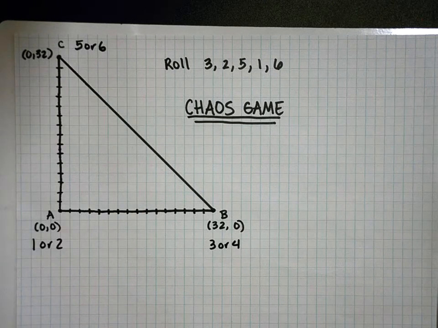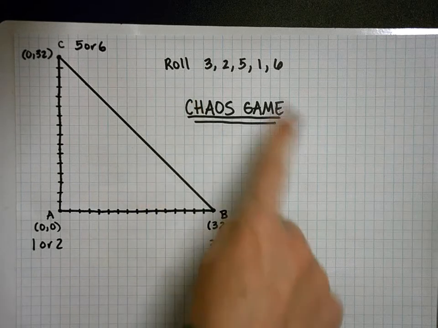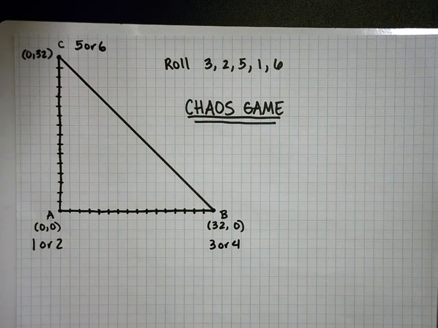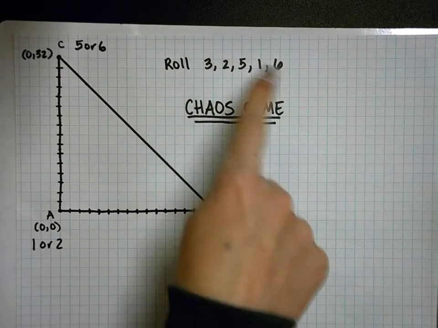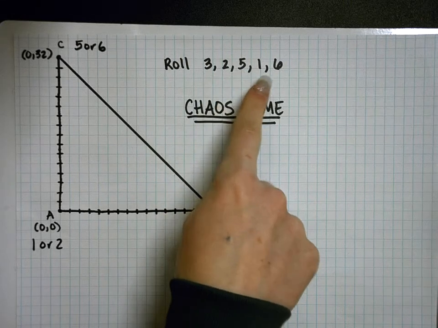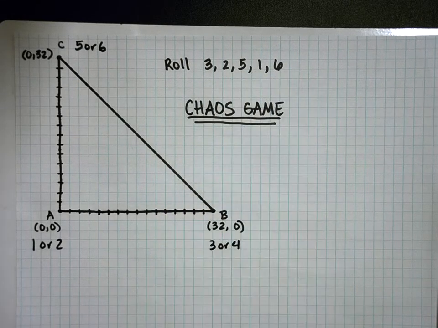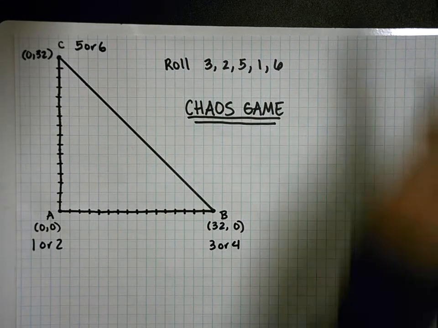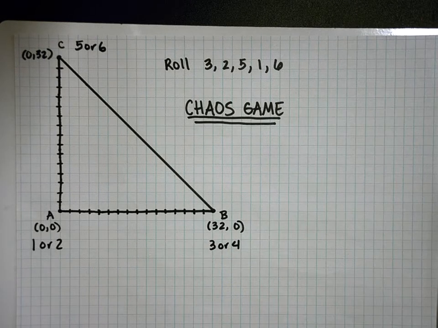So let's start with a list of rolls. Let's just say we had an honest die and we rolled it. First we got a 3, then we got a 2, then we got a 5, then we rolled a 1, and then we rolled a 6. What we're going to do is plot the corresponding points.